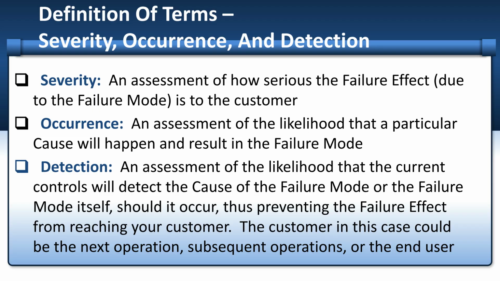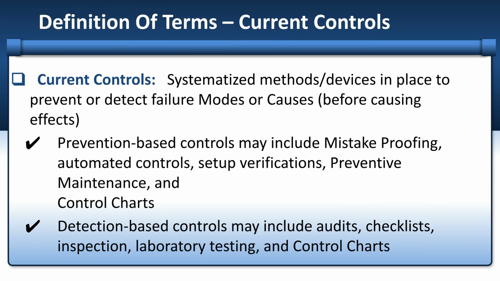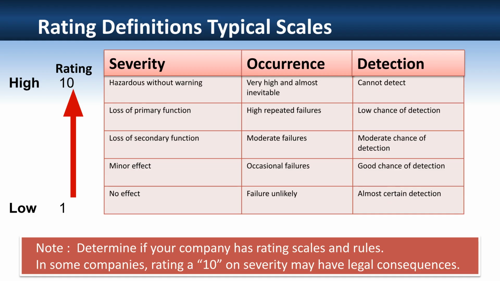Severity assesses how serious the failure effect is to the customer. Occurrence measures the likelihood of a cause happening and resulting in the failure mode. Detection assesses the likelihood that current controls will catch the cause or mode before the effect reaches the customer. Current controls are systematic methods or devices in place to prevent or detect failure modes or causes. Prevention-based controls include mistake proofing and setup verifications. Detection-based controls include audits and inspections.